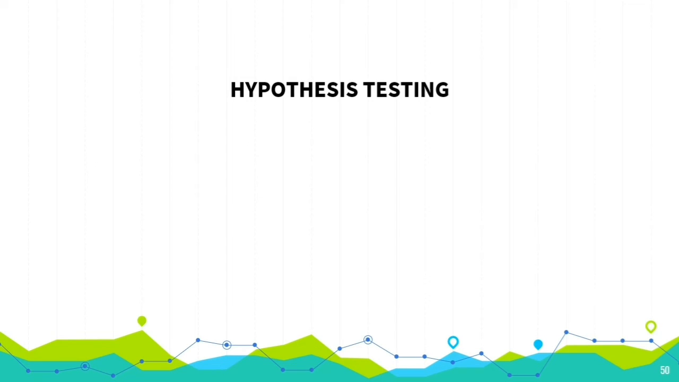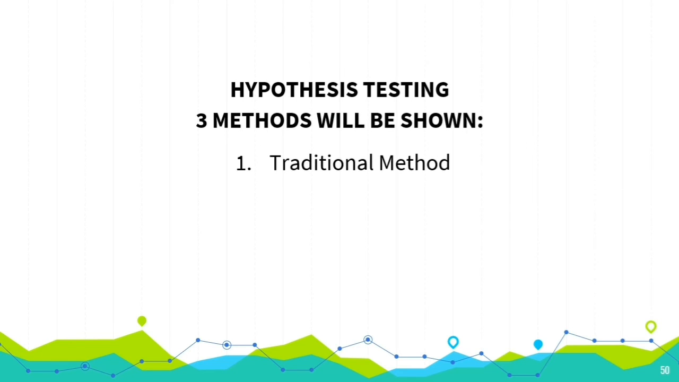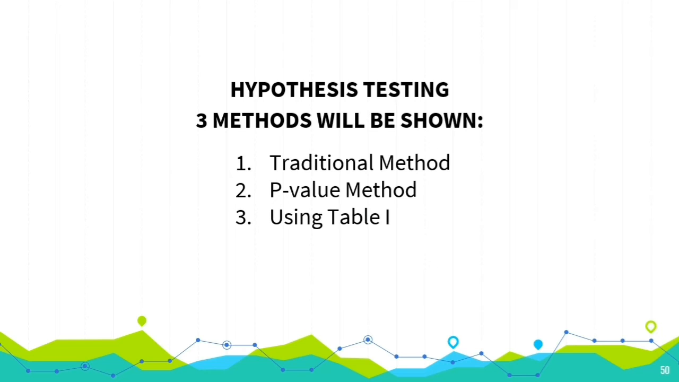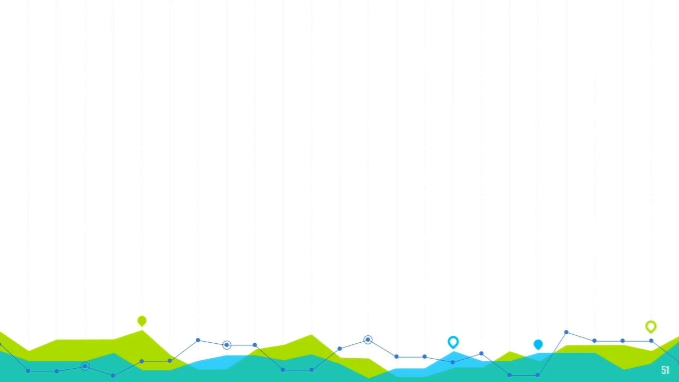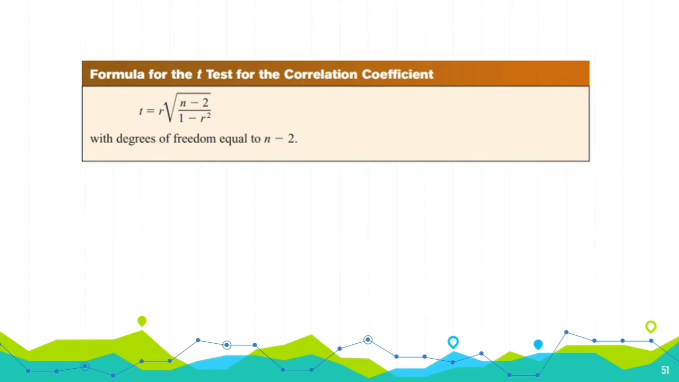To test the significance of the correlation coefficient, we use these three methods, and I will show using the following example. So we have first the traditional method, next is the p-value method, and the last one is using Table I. This is the formula for the t-test for the correlation coefficient. t is equal to r multiplied by the square root of n minus 2 divided by 1 minus r squared, with degrees of freedom equal to n minus 2.